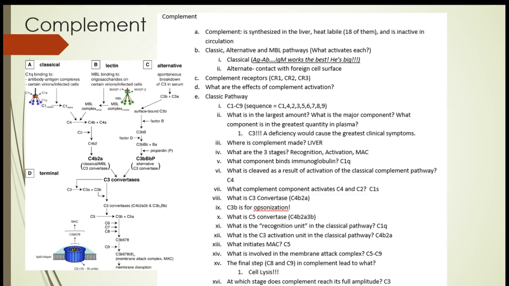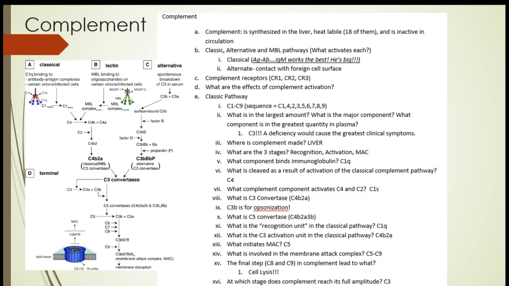So here's complement. Now, of course, in a multiple choice exam, I'm not going to ask you to draw the complement cascade. But what I do want you to know is what starts each pathway, what factors may be included in each pathway, know what the C3 and C5 convertases are in each pathway, and know what happens when this whole entire sequence is done.